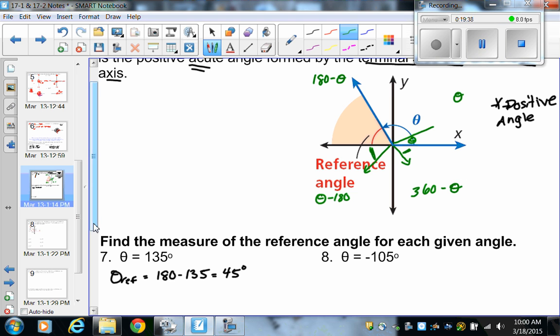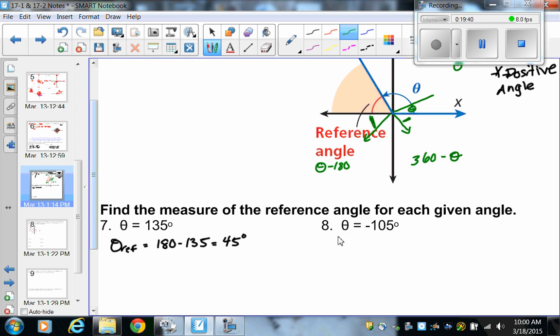So with that, let's look at number 8, where we have negative 105 degrees. So a negative 105 would be, I'm going to erase this for a second. We're going negative 90 and then a little more. So negative 105 is over here. So this would be my theta equals negative 105.